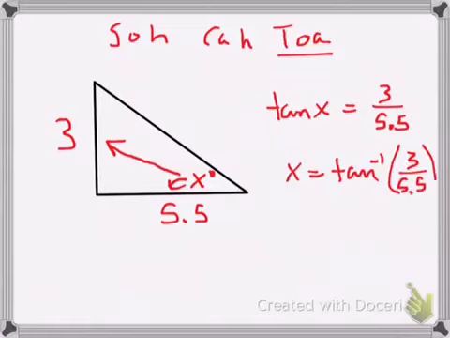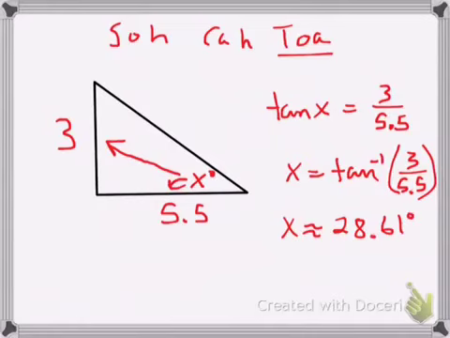Now you could evaluate that and get the decimal approximation of 3 divided by 5.5. But it's easier, I think, to just use the inverse tangent of 3 divided by 5.5 in your calculator, and that will tell you that x is approximately 28.61 degrees, accurate to 2 decimal places.